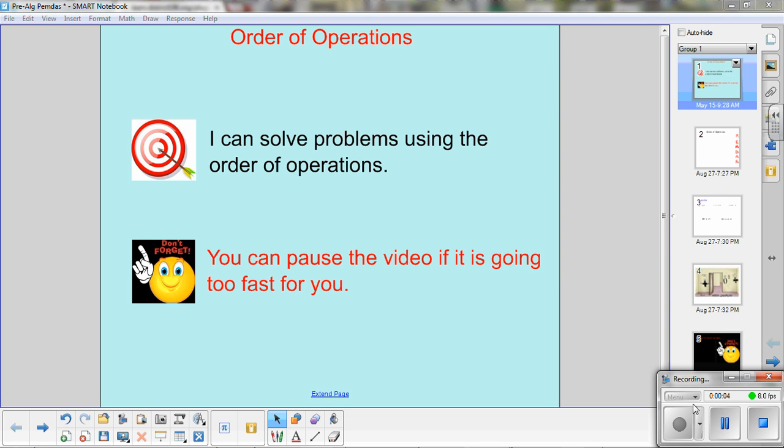Before we get started in Chapter 1 of your textbook, we wanted to take a day to review the order of operations. Understanding how to use the order of operations is very important in mathematics, so when given a problem, anyone in the world will solve it in the same way. Don't forget at any time, if we're going too fast, you can just pause the video, or you can always rewind and go back.